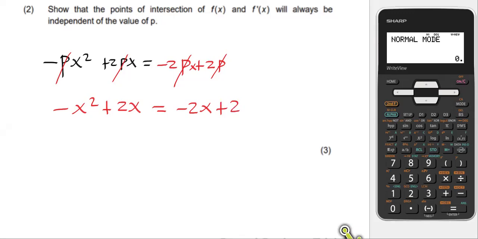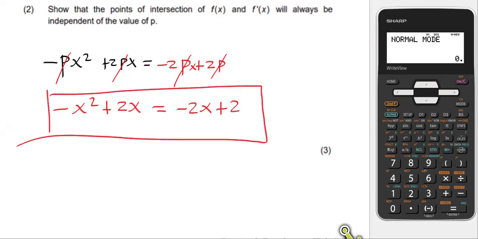So the p is gone. That's good enough up to here. So you have shown the p is gone. I don't need p to calculate those points of intersection.